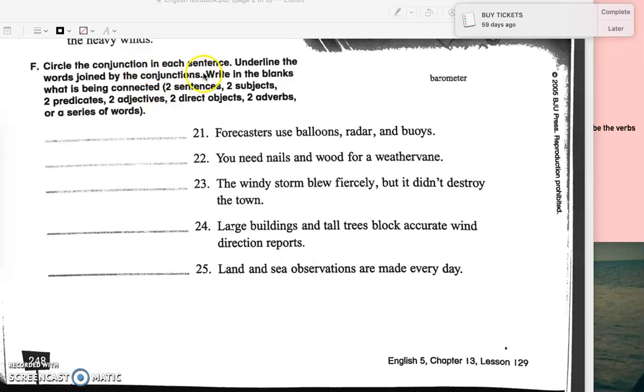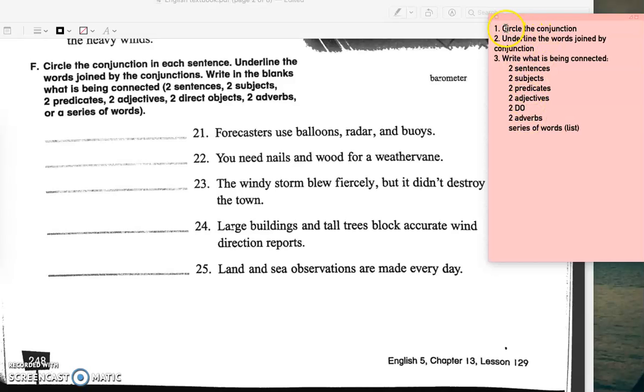Okay, circle the conjunction in each sentence, underline the words joined by the conjunction, and write in the blanks what's being connected. Let's break down the directions into 3 parts. First, we're circling the conjunctions. If you remember FANBOYS, we've got for, and, nor, but, or, yet, so. These are the common ones. Then number 2, we're going to underline the words joined by the conjunction. And then 3, write what's being connected here. So let's do the circling part first.